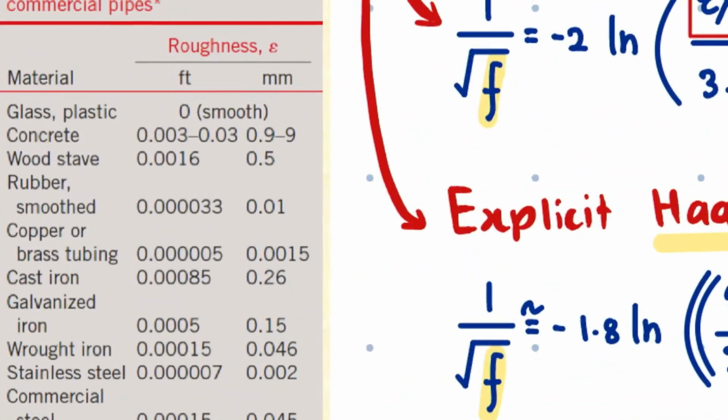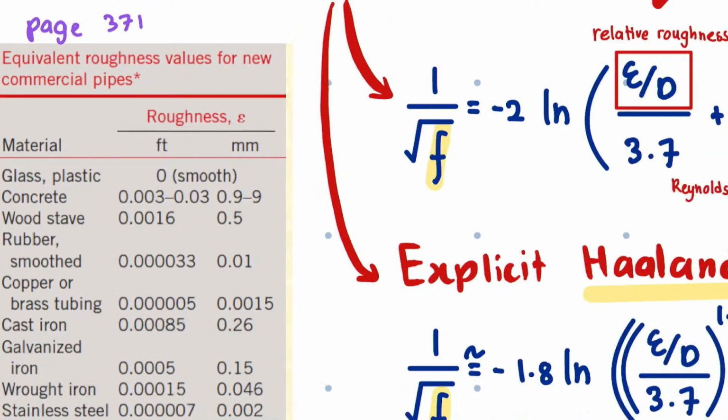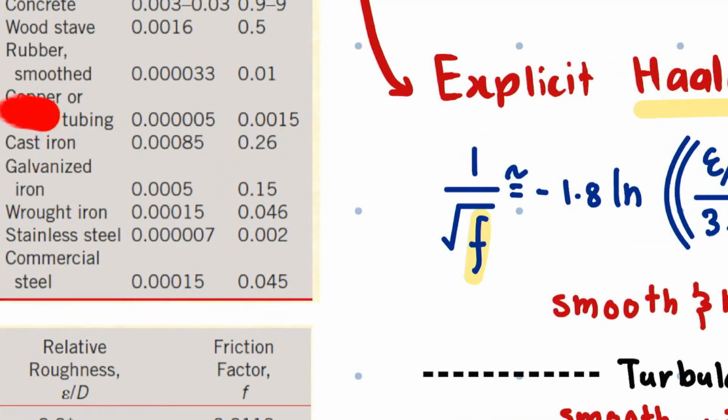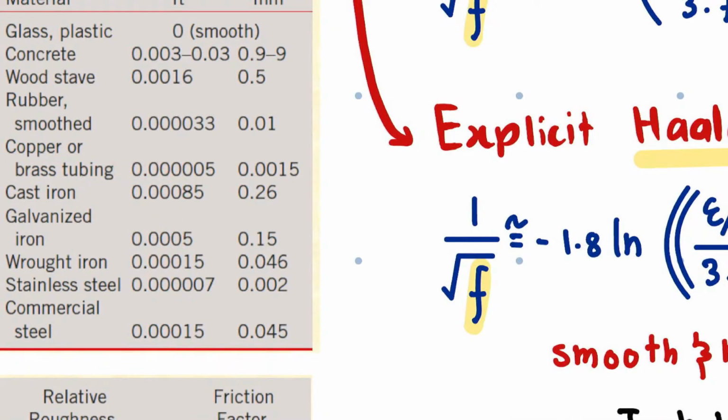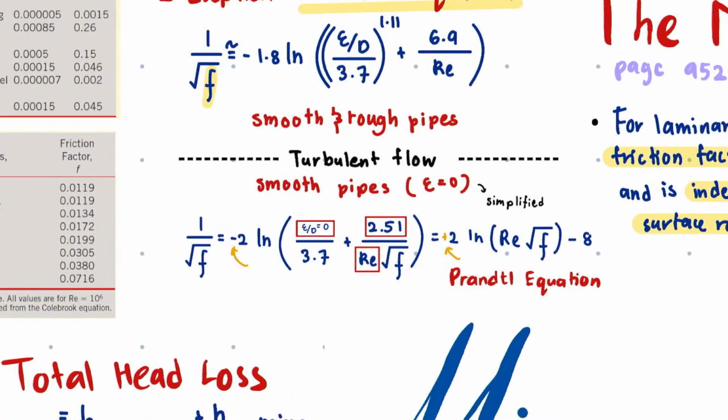So this is actually important. Page 371. You guys can open your books to page 371. You can see all the roughness values here. I just answered the past year question here. It asks which material you want to use. If you want to use cast iron, this is the roughness. If you want to use glass or plastic, this is the roughness. So okay, quite important there.